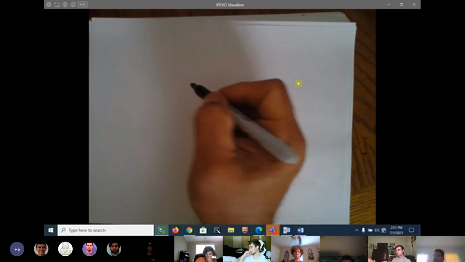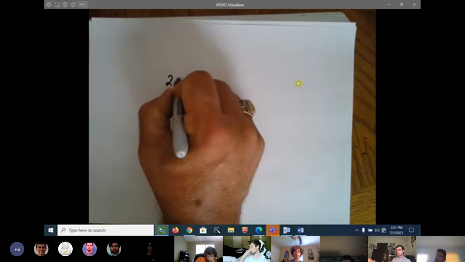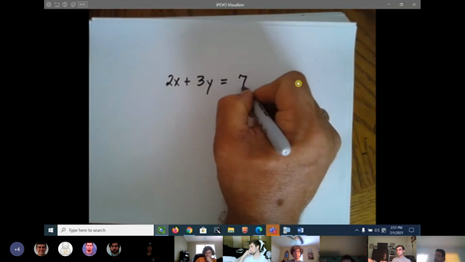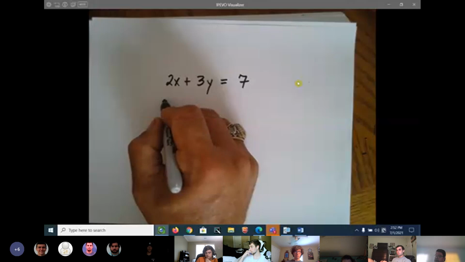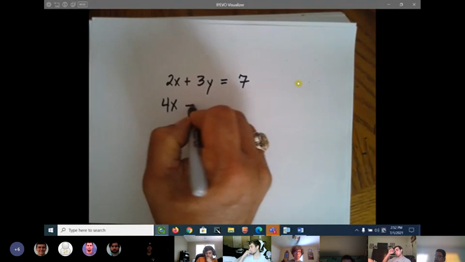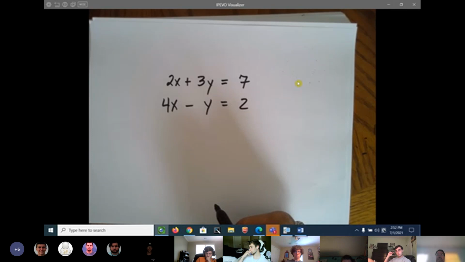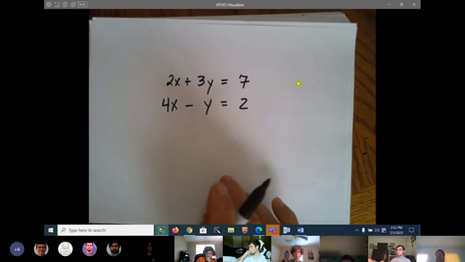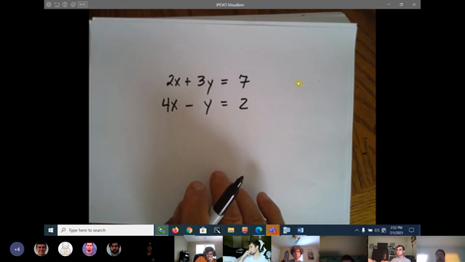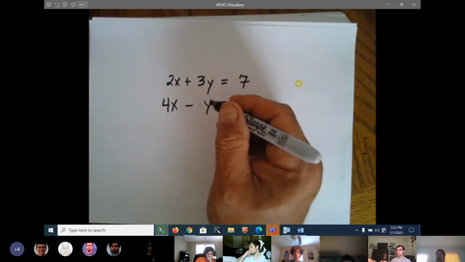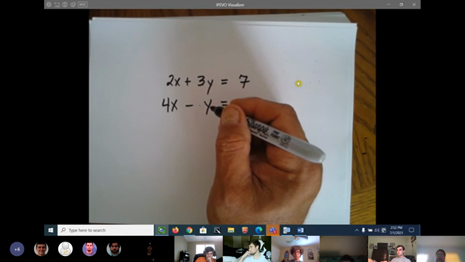Do y'all remember doing this? 2x plus 3y is equal to 7, and 4x minus y is equal to 2. And what did I tell you to do on this problem? Look for an opposite coefficient, and always have the same coefficient. If you don't, then you force it.